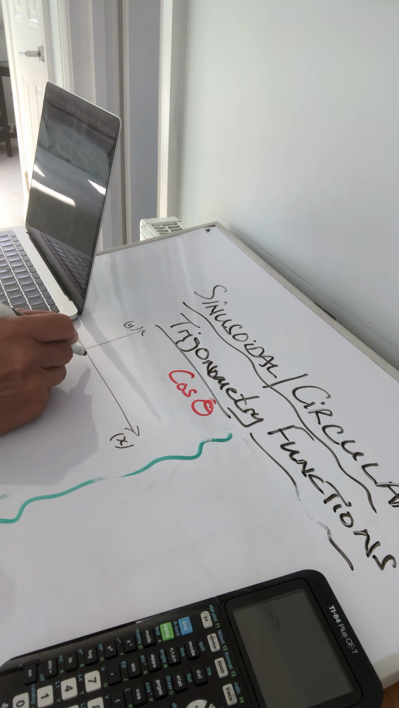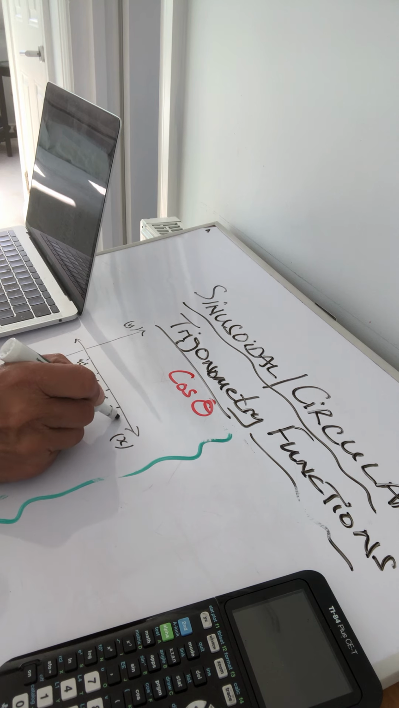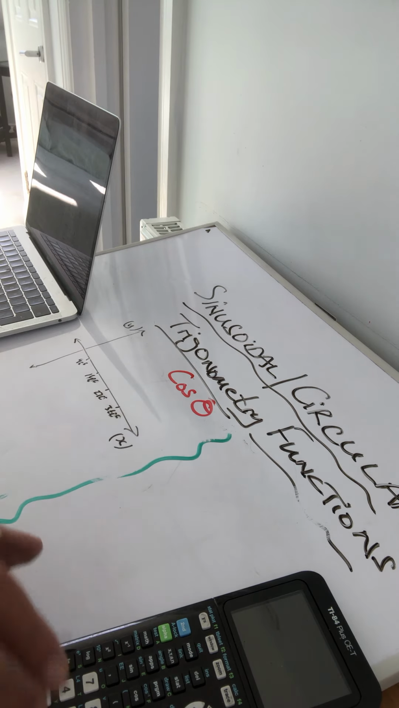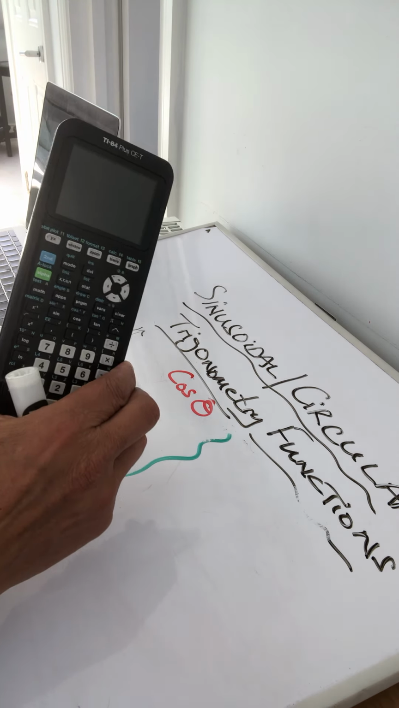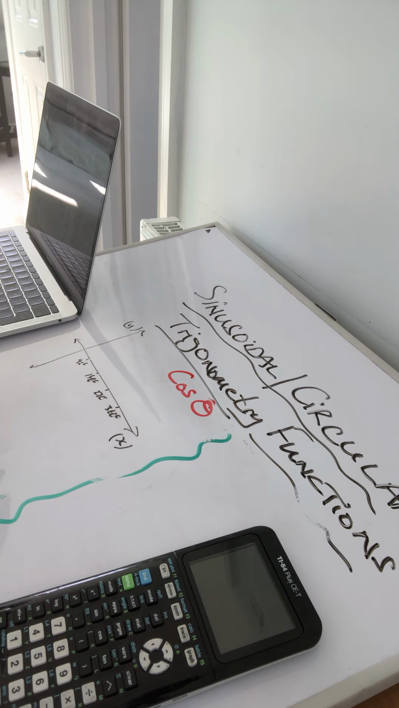90. So we're going to have 90 over there, 180, 270, 360. This graph is not to scale. And so what I need to do first of all is ask the calculator, which is this one I have, a TI-84 Plus CE, but it's out of batteries. I'm going to use my laptop.